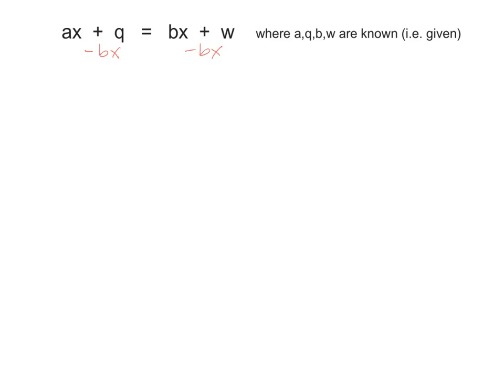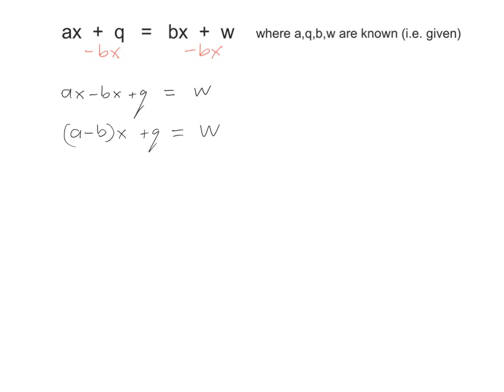So when I do that, the equation on the left-hand side becomes ax minus bx plus q. And on the right-hand side, I have bx minus bx, that's 0, plus w. So now this is my new equation. Okay. Now, let me just manipulate this a little bit more. Notice that I have the ax minus bx term. I can write that as a minus b times x plus q equals w.